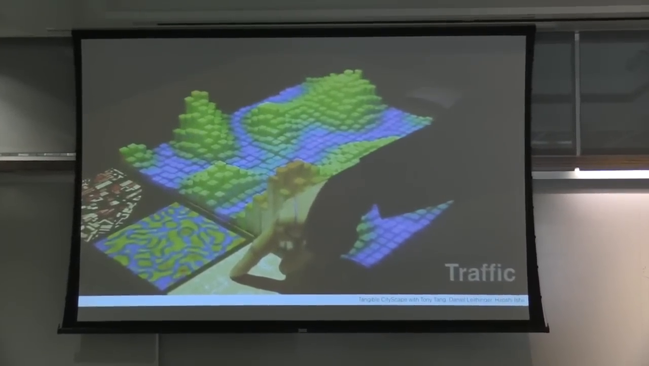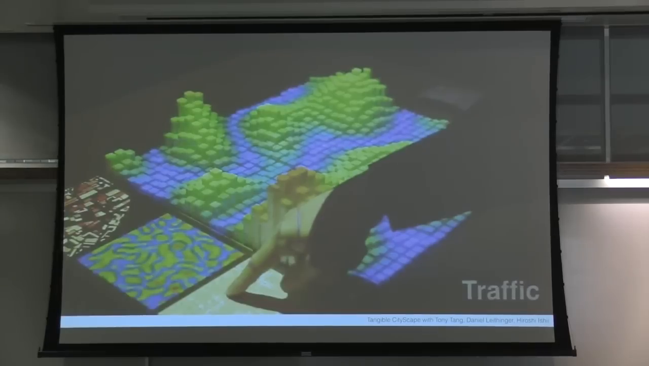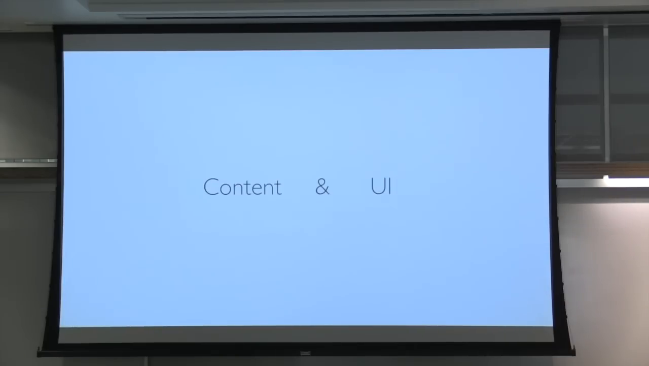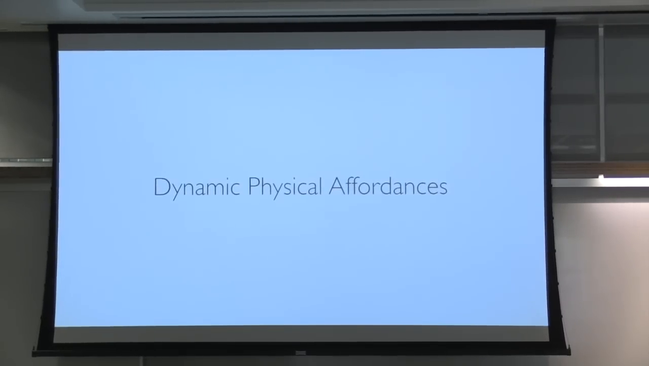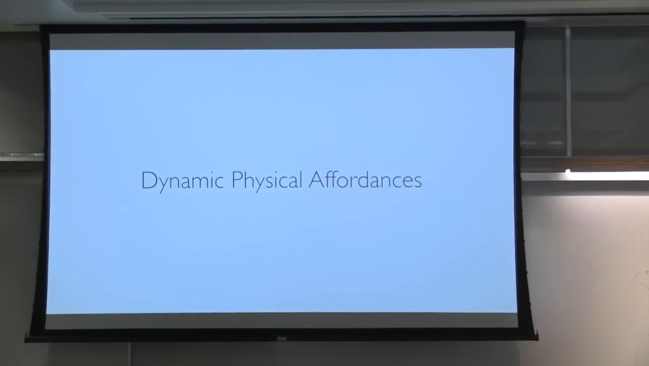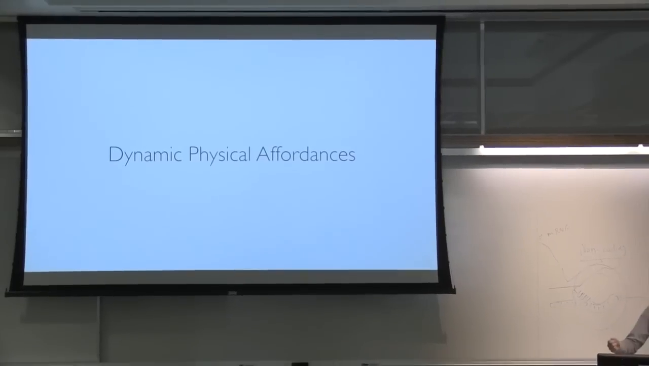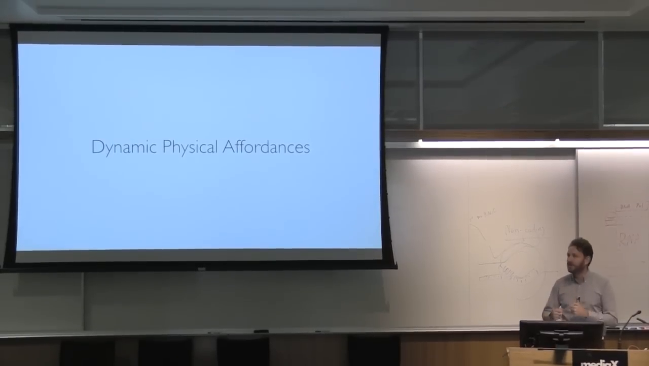So I think this points to a potential for some really new types of interaction and new applications that can be supported by this type of dynamic shape display. And as I said, it's really about merging the content as well as the user interface together in this new type of physical display. So a lot of what I looked at during my PhD was thinking about what are these dynamic physical affordances? How can we create these interface elements on demand and adapt them to how we need to interact?